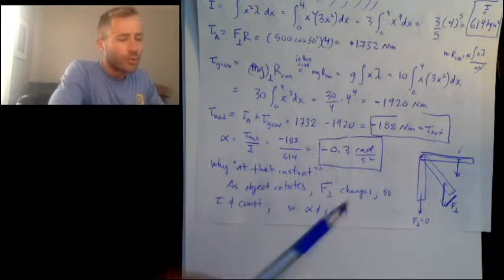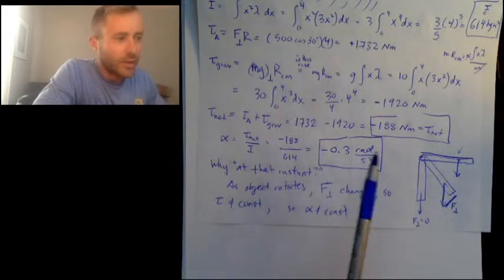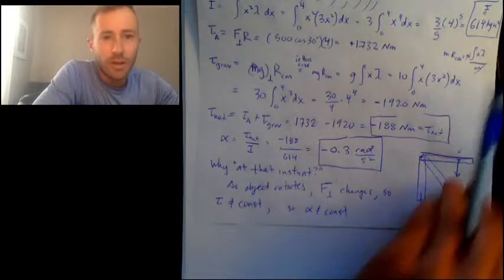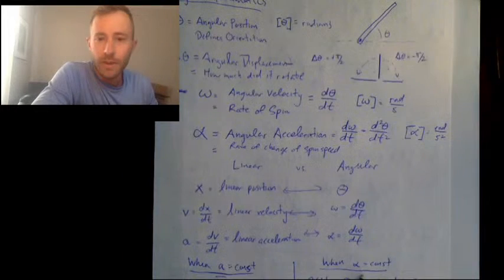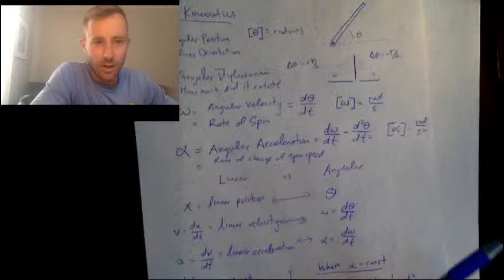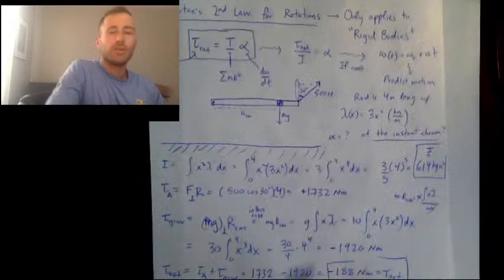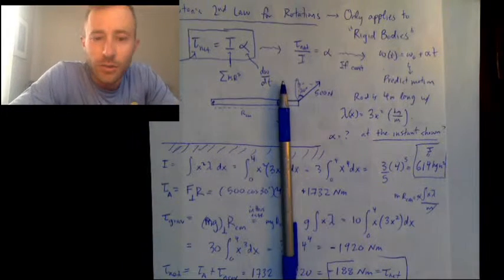So could we use the equations of angular kinematics in this particular example? No, because to use the equations of angular kinematics, alpha must be constant, but in this example, alpha is not constant. All right, so that is my lesson for today, and I will see you in the Zoom room.